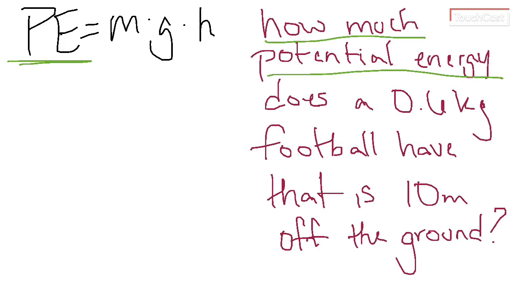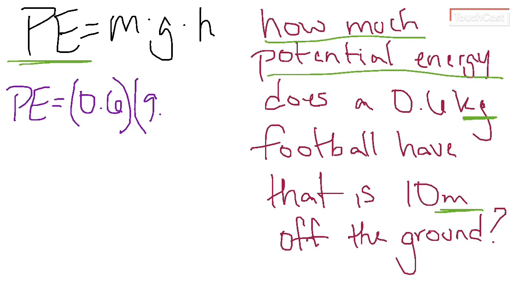The first thing I would do is make sure we're in our units. Mass needs to be in kilograms, and I can look over here and see we're in kilograms. Height needs to be in meters, and I can clearly see that we're in meters. So we're good to go right now. From there, we don't know potential energy. That's our unknown. So I'm just going to plug in our knowns. Mass, 0.6. Gravity is always 9.81.